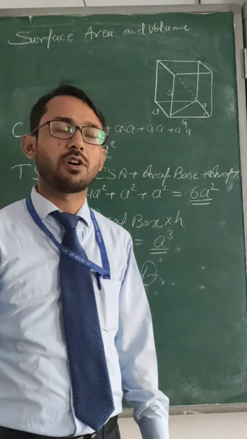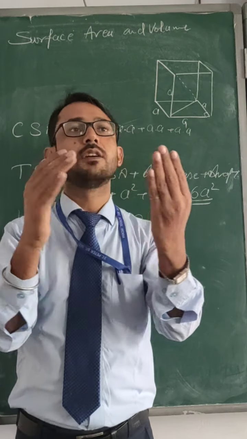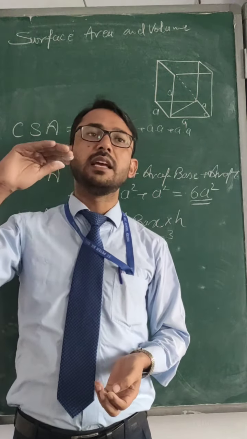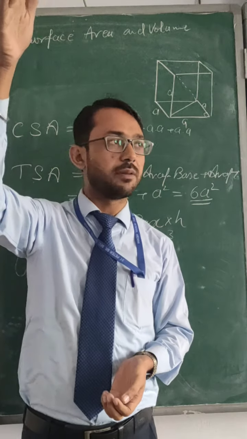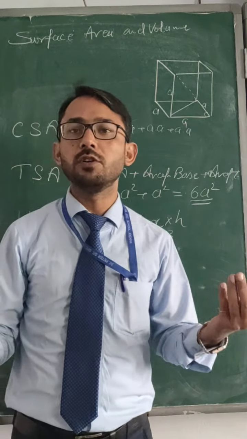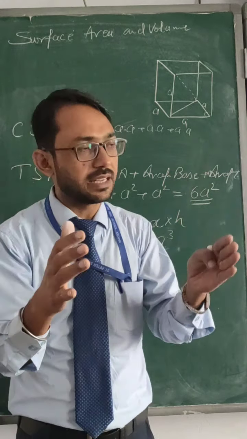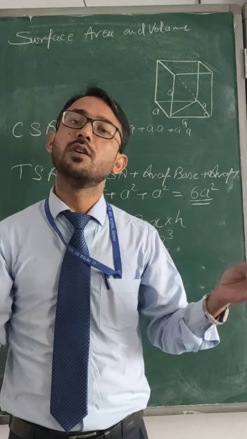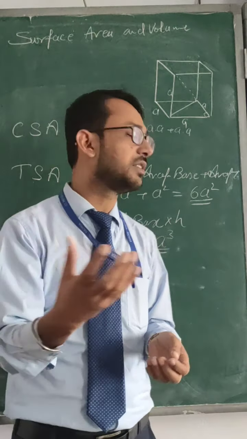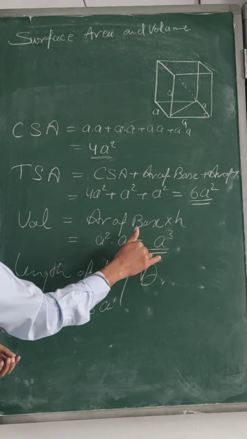Again keep in mind, curved surface area is the area of four walls. Total surface area is the area of floor plus area of roof added to that. Volume is whatever amount of air can occupy it, and not only air, it could be water also, any quantity which can be kept. To fill it is the volume.